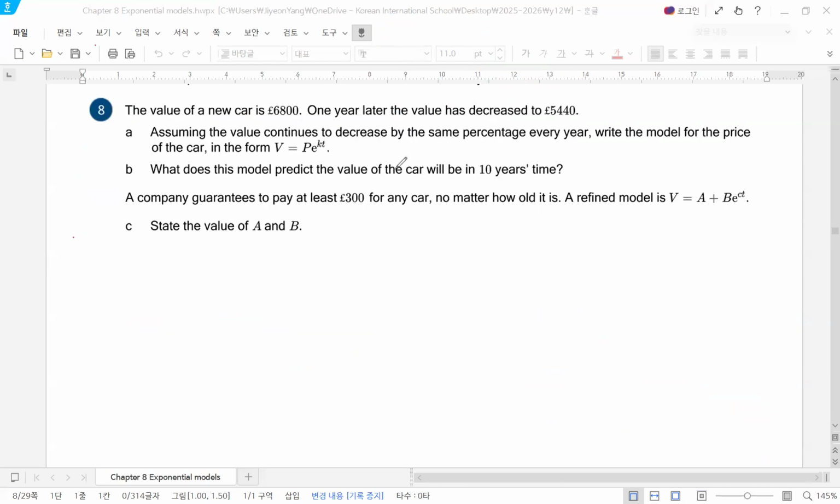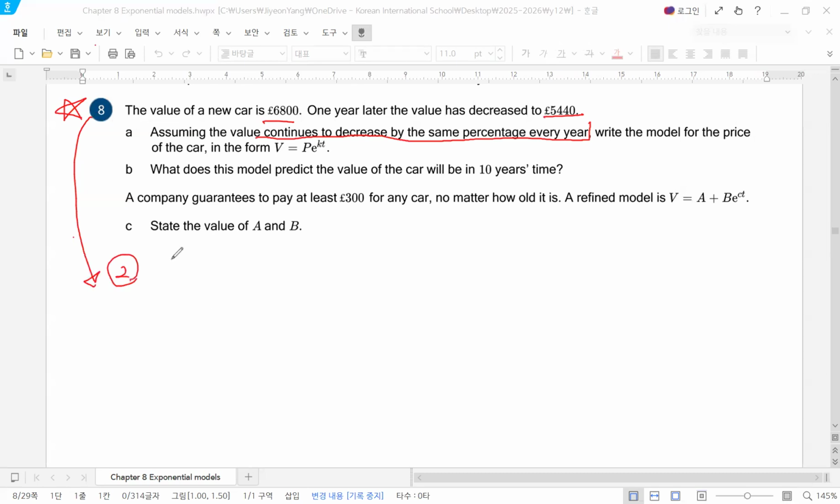The value of a new car. One year later, the value has decreased to, okay. Assuming the value continues to decrease by the same percentage every year. Write the model to the price of the car in the form of V equals P times e to the power of kt. Whoa, this question is really difficult. Actually, this question is related to question number 2.